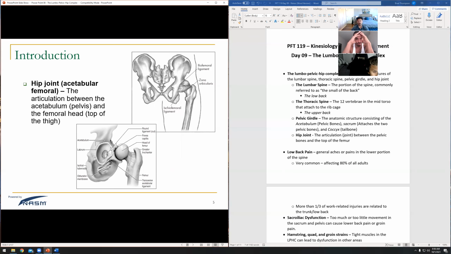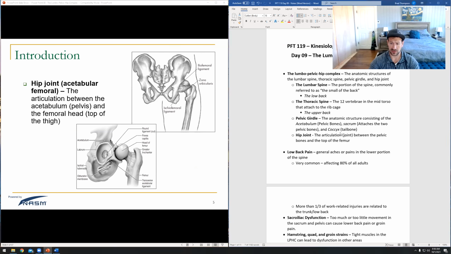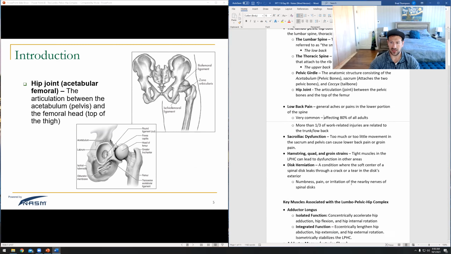Which is why you can see, you can't see it in this picture here, but these really big, super thick ligaments that kind of wrap around the entire area. And that's really important. Definitely a joint we do not want to dislocate or tear any of those ligaments in, but sometimes it happens.